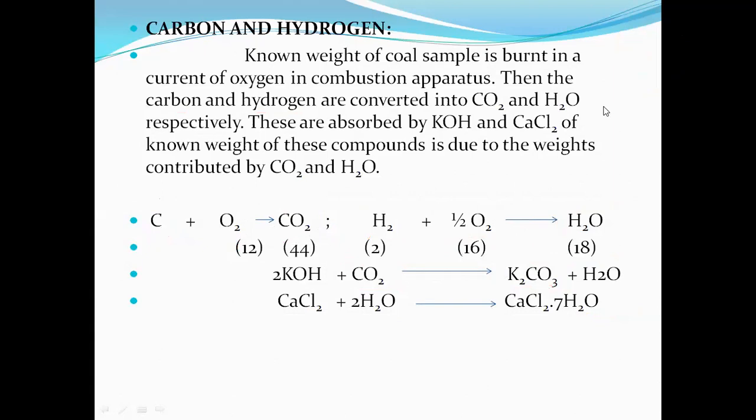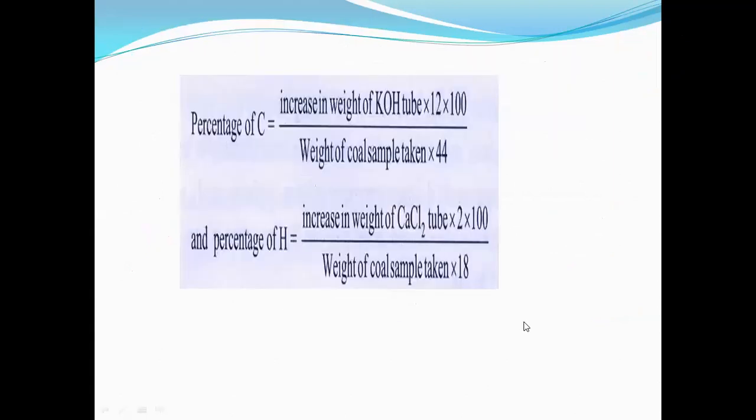Let me show the mathematical calculation. Percentage of carbon = increase in the weight of KOH tube × atomic weight of carbon (12) × 100 / (weight of coal sample, 1 gram × gram molecular weight of carbon dioxide, 44). Percentage of hydrogen = increase in the weight of calcium chloride tube × atomic weight of hydrogen (2) × 100 / (weight of coal sample, 1 gram × gram molecular weight of H2O, 18).